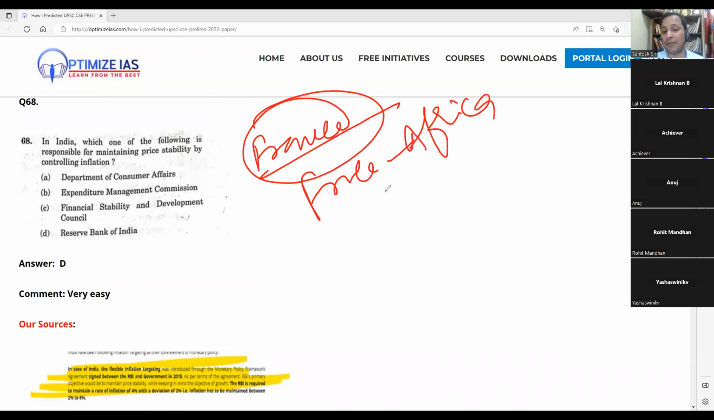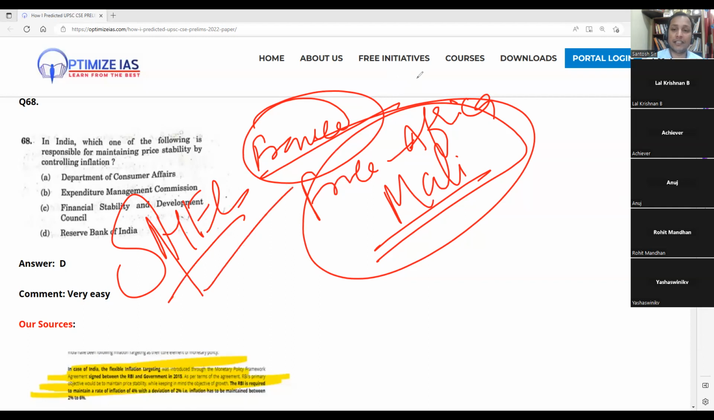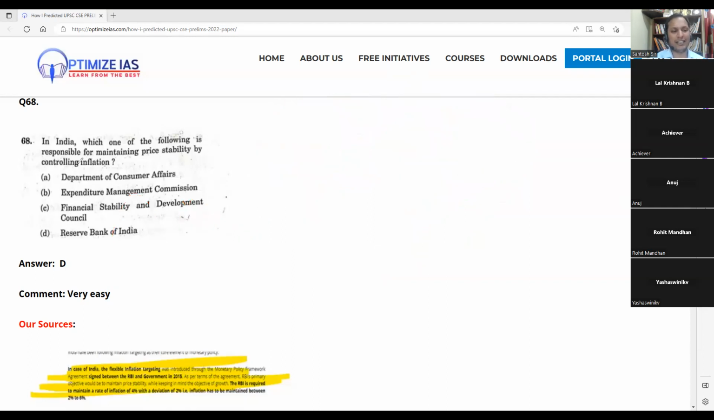Mali. Prepare Mali this year. Mapping Mali. What is the France initiative in Africa? Can anyone tell me the name of that initiative? Military initiative. Mali. Sahel region. Prepare Sahel region. Okay. Then you see controlling inflation.